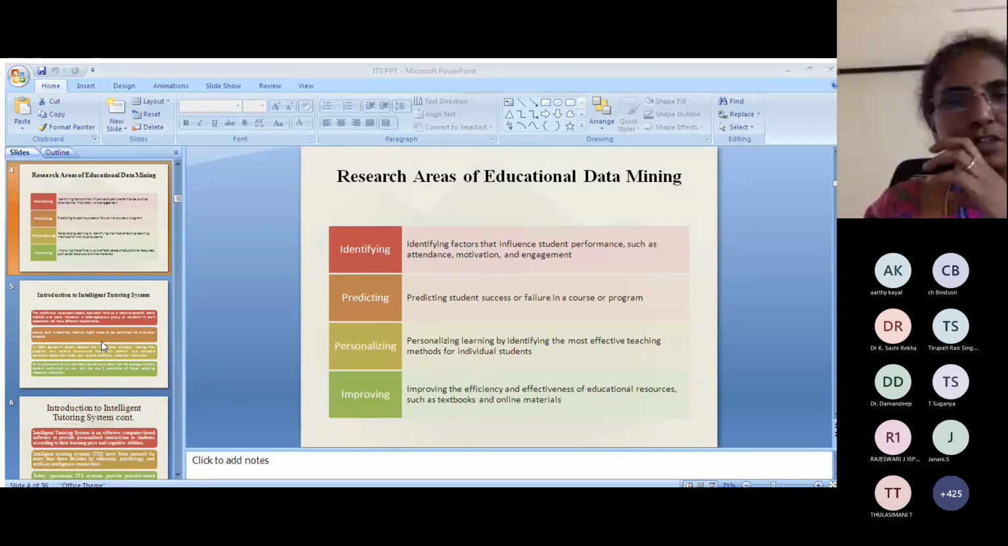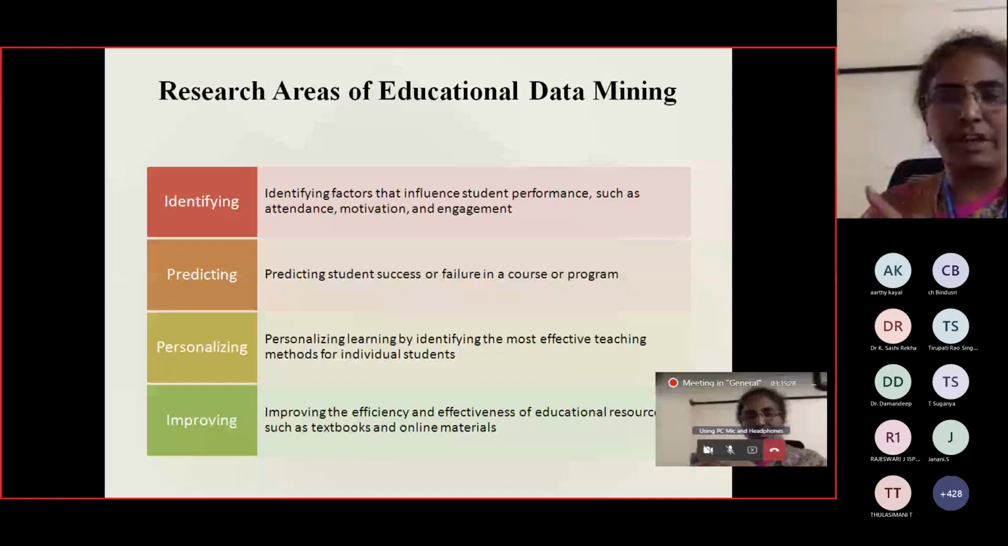So, some of the research areas of educational data mining. The data that is generated will be used for mining, and with the help of this data, we can identify the factors that influence the performance of the student. The common factor which we all know is attendance. That is why we make it mandatory for students to have a certain minimum attendance for the class. And the engagement, the involvement of the student in the learning. These are some of the factors known to us. Apart from these, what factors influence student performance? We can identify that by analyzing the data generated in these educational settings. And not only that, we can predict the performance of the student.